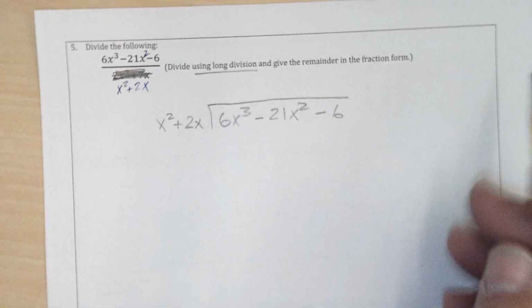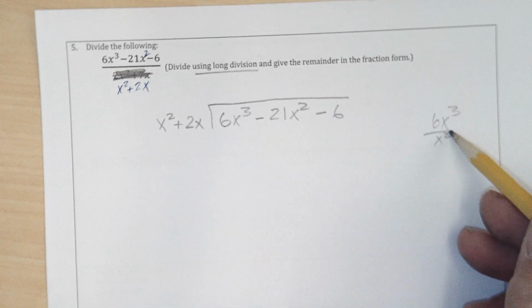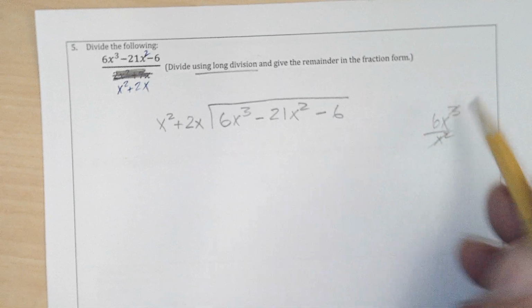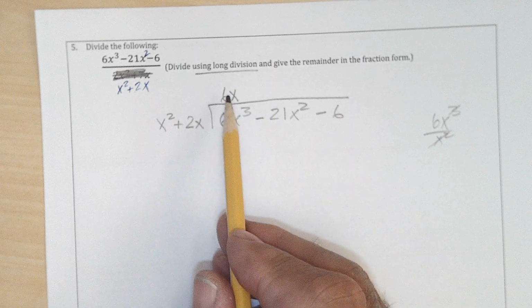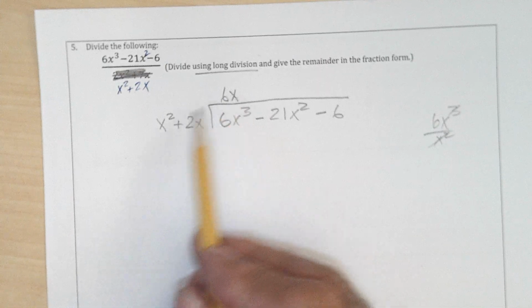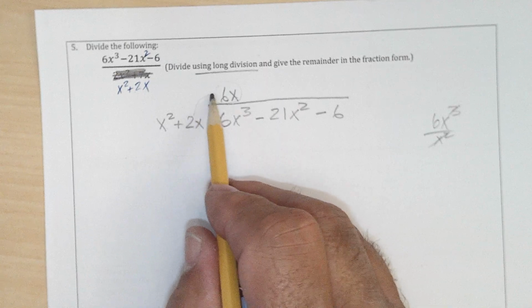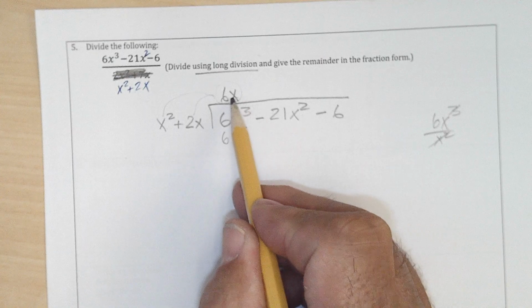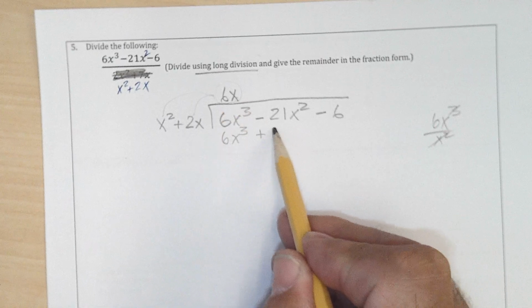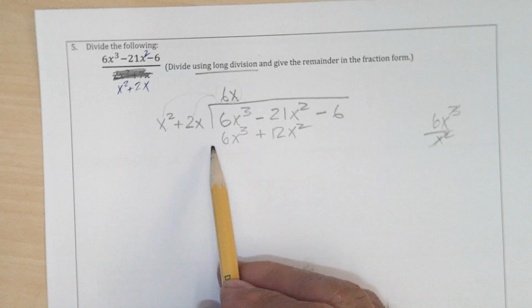we divide the 6x to the third by x squared. Two of the x's cancel, and that leaves just 6x. Or we say x squared times what makes 6x to the third? It takes a 6x. So then I take the 6x times both of these, and I get 6x to the third plus 12x squared.